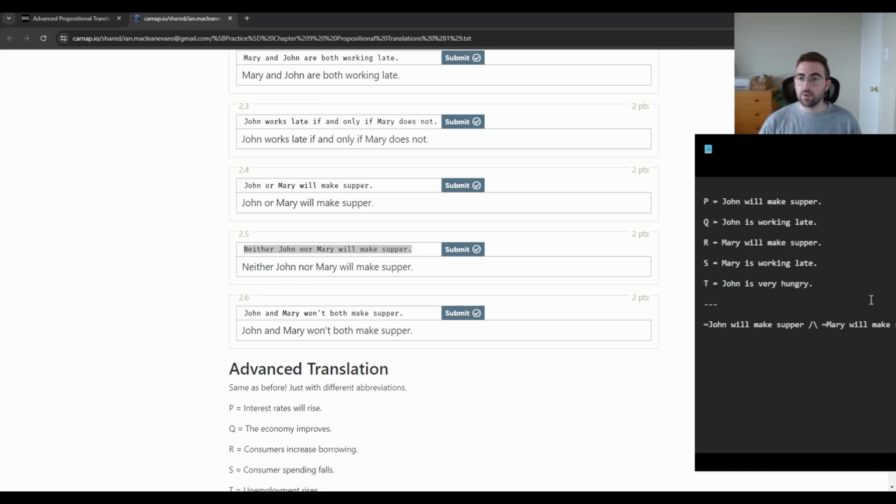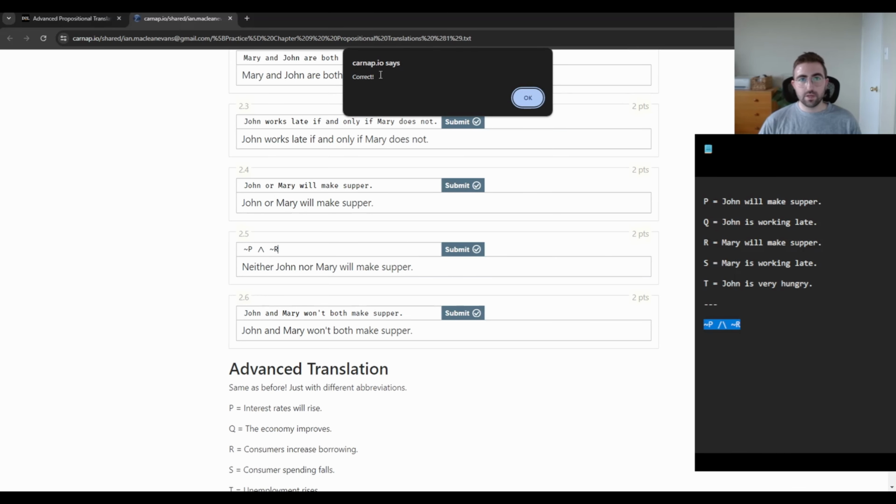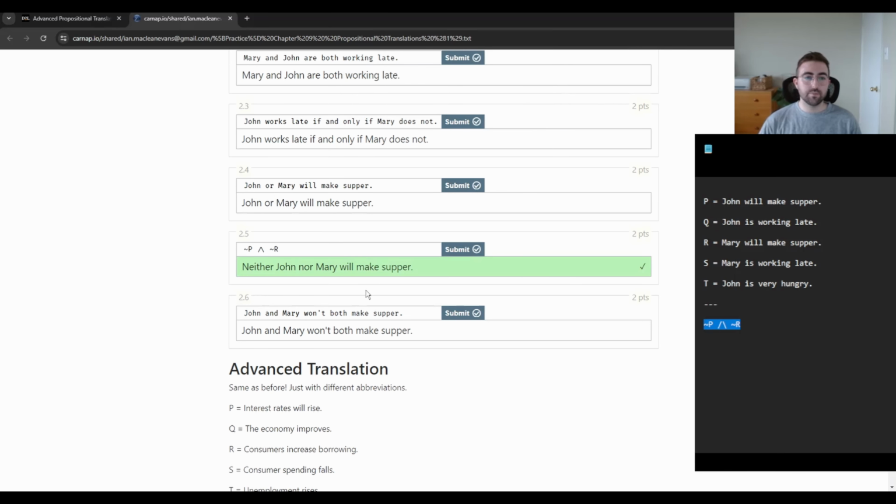So we will just look for the letters that replace these sentences. John will make supper is P, so we have not P. And Mary will make supper is R, so we have not R. And there we go. It's all translated: not P and not R. So let's stick that in here and see if it's right. Look at that, correct. Great.